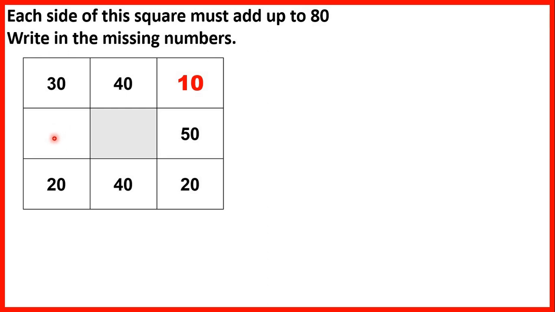And now to find this number here, we have 30 and 20, so that's 50 altogether. And from 50, we need to add 30 to make 80. 30 plus 20 is 50, and if we add 50 plus 30, that gives us a total of 80.